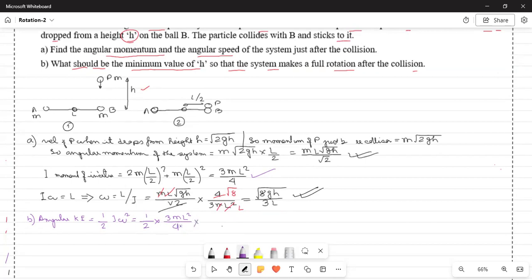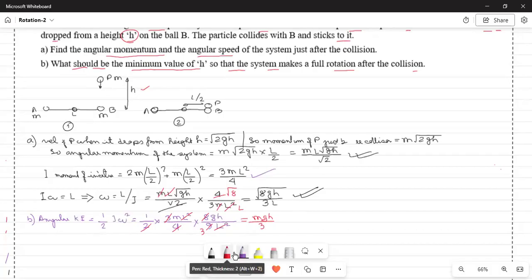Multiplied by omega square. Omega was under root 8gh by 3l, so it will be 8gh by 9l square. Now 2 and 4 get cancelled with 8, right? 3 cancels with 9, leaves a 3 here. And L square and L square cancel. So what we are left with is mgh by 3. This is equal to mgh by 3.